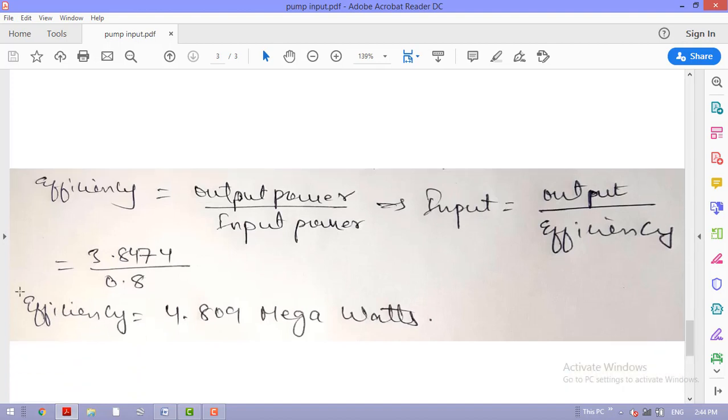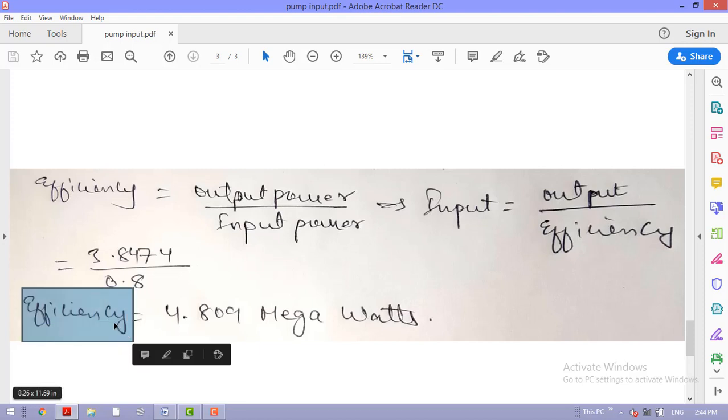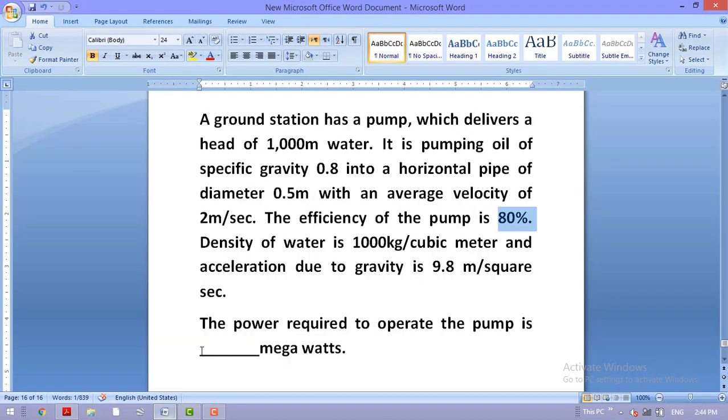So finally, instead of writing input power over here, by mistake I wrote the efficiency. So you can consider it as input power equal to 4.809 megawatts. So I'll just quickly write the answer over here. It is nothing but 4.809 megawatts as the input power required for the pump.